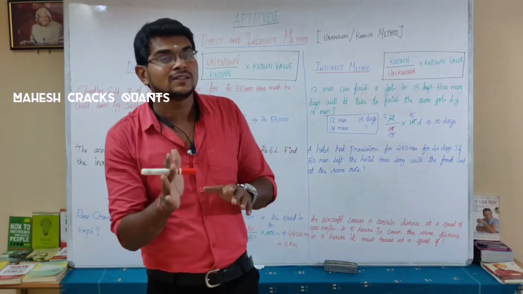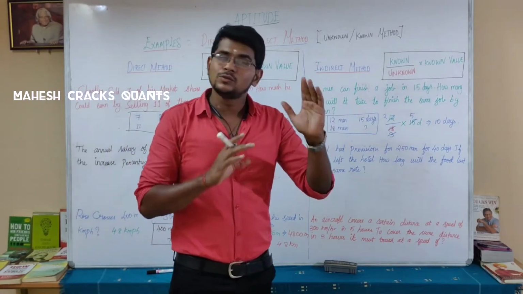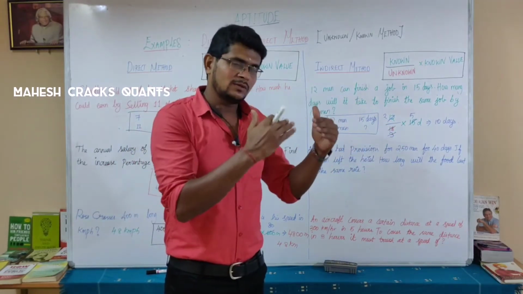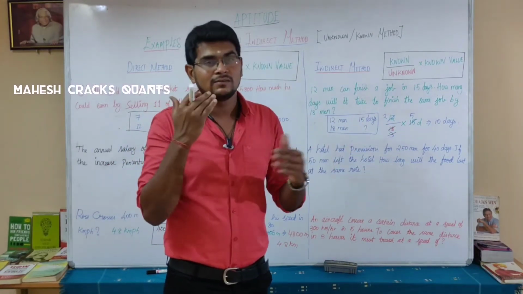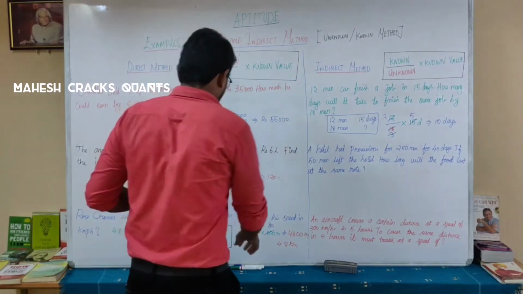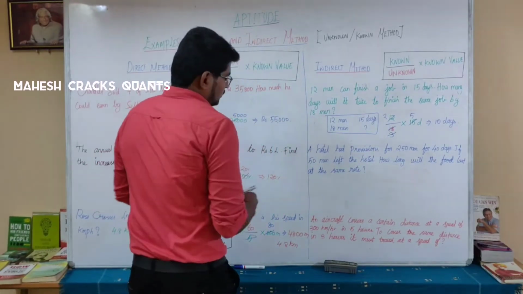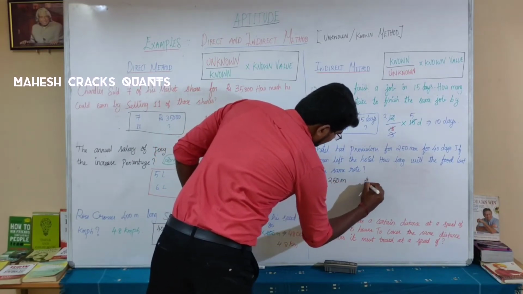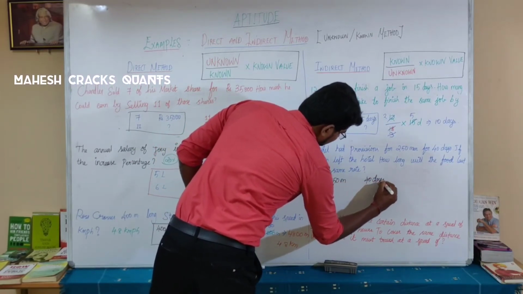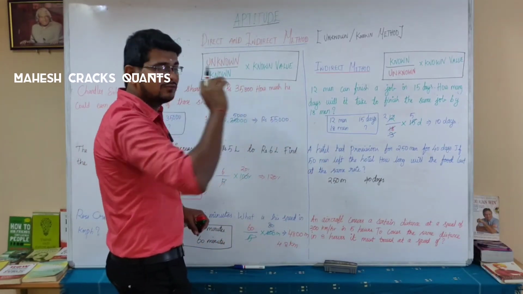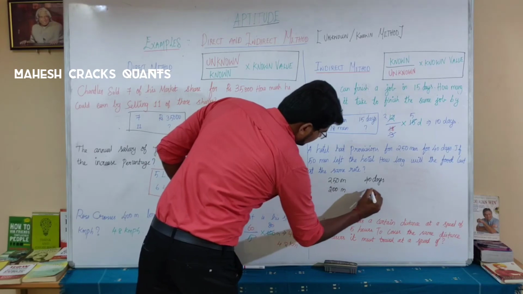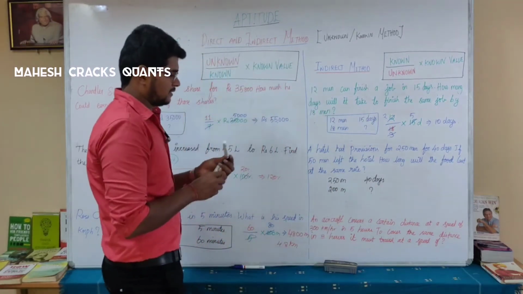Yes, 200 men will be there. Because when 250 were there, the food will last for 40 days. If 50 members left, then there will be 200 members. So you have to take down the values. 250 men can have food for 40 days. This is what is given. If 50 men leave, how many men will be there? 200 men. How many days the food will last is the question.